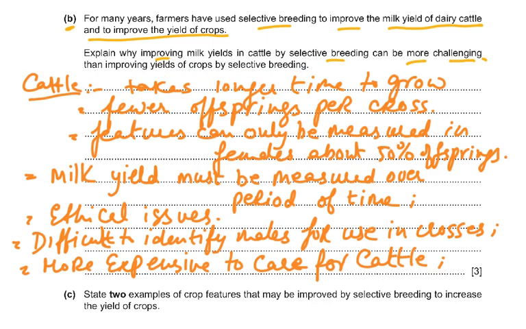So the wording of the answer would be: takes longer time to grow. Cattle will take a lot of time to grow, then there are fewer offspring per cross, then features can only be measured in females, about 50% of the offspring. Milk yield must be measured over a period of time. Then there are ethical issues. You can't be doing things to animals just like that and doing something which is very wrong ethically. Difficulty to identify males for use in crosses because you have to look at their female relatives. And then more expensive to care for cattle. Crops are not that expensive, you just have to put fertilizer and water them.